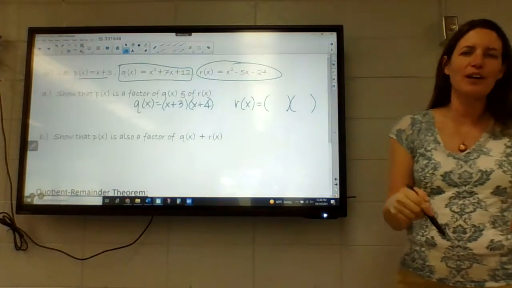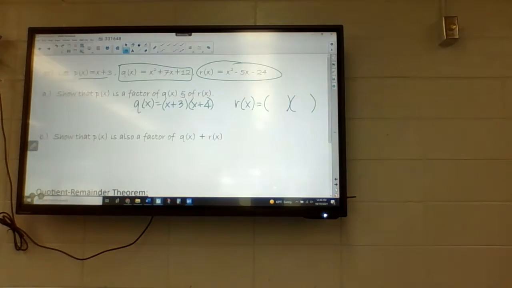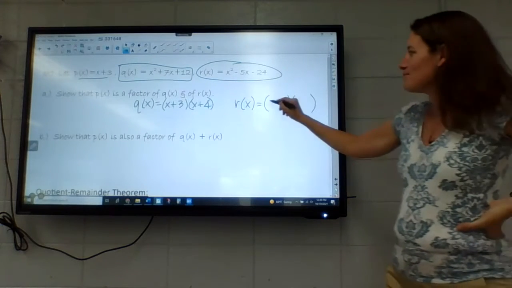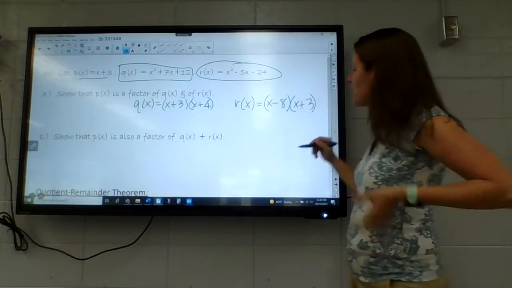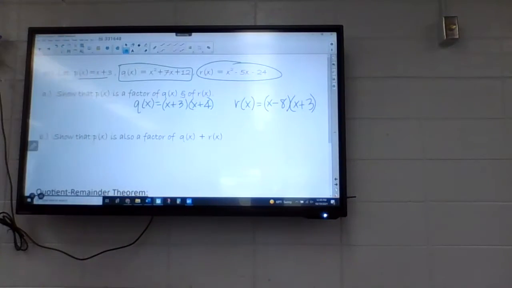Multiply to negative 24 and add to negative 5. So minus 8 plus 3. Now it does kind of help that they tell us P of x is x plus 3. That gives you half the answer already, a little bit of a clue that that's going to be part of it. So this is enough to show that it goes into both.